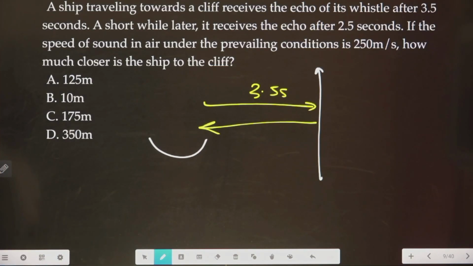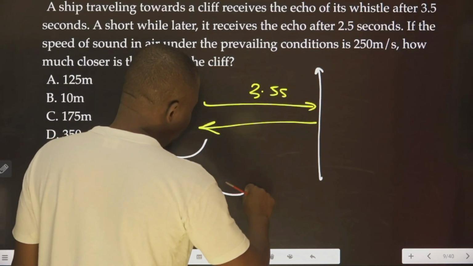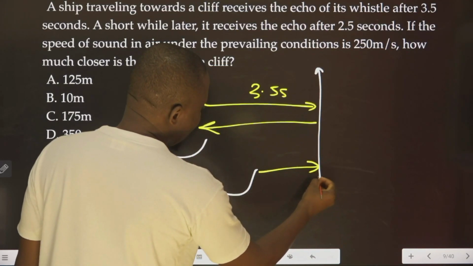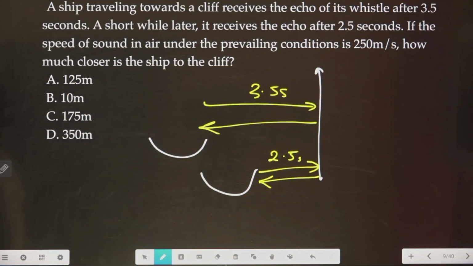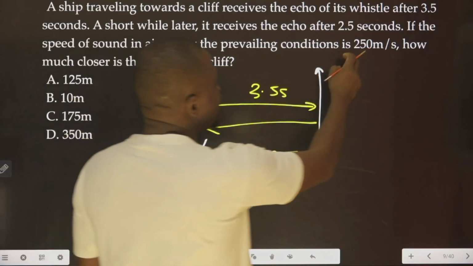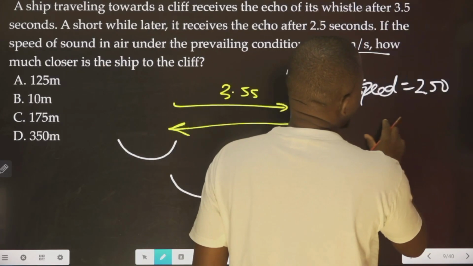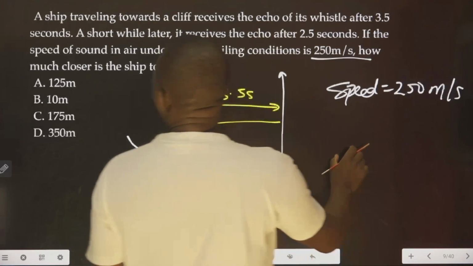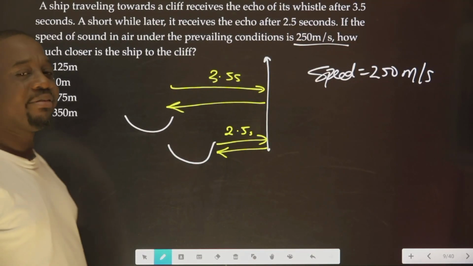Okay? A short while later, it received the echo after 2.5 seconds. So while it was still sailing towards this cliff, there was another going and coming. But this time is 2.5 seconds. If the speed of sound in the air under the prevailing condition is equal to 250 meters per second, how much closer is the ship to the cliff?